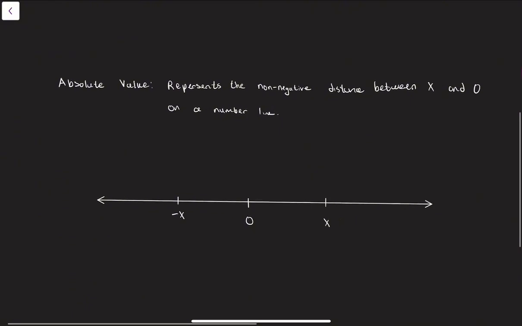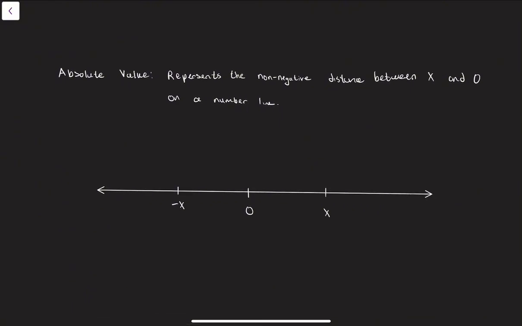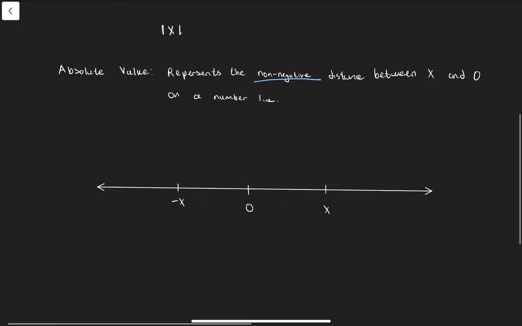So what is an absolute value? Let's say we are told that we have the absolute value of x. These lines right here just mean that we're trying to take the absolute value of the number. So let's say we have a variable, let's call it x, and we have the absolute value of x. Then the absolute value of x represents the non-negative distance between x and 0 on a number line. So when we look at our number line, we have 0, x, and negative x. If I asked you what is the distance between x and 0, you would say, well, that's simply x.